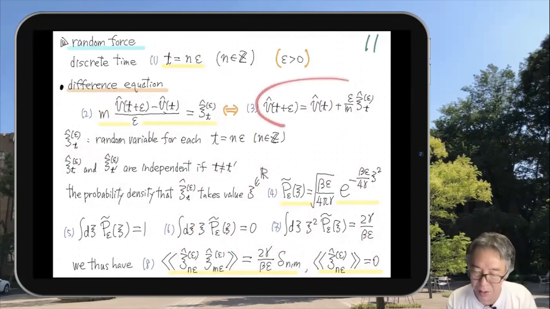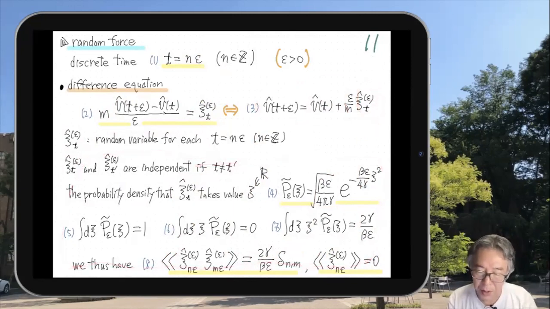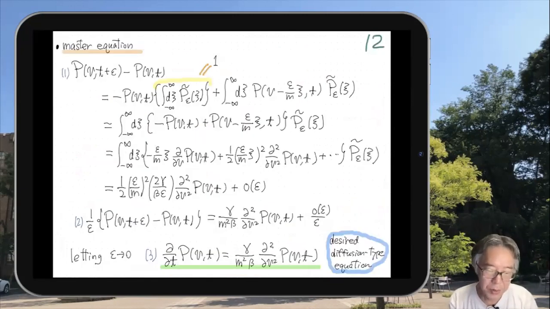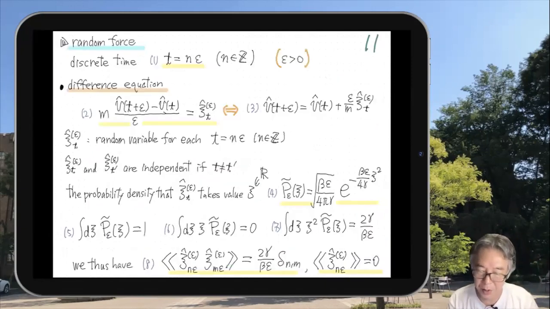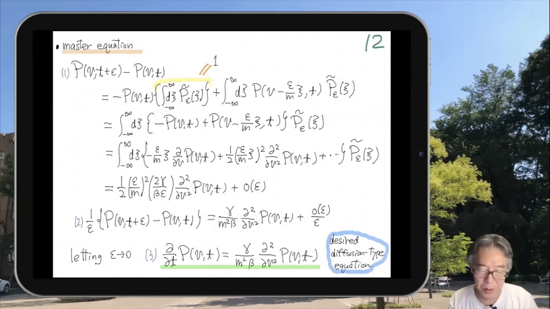So this is our basic equation of motion, which involves a random quantity, and this random quantity is precisely described here. Now we can think about the master equation for the probability density for v. Now v is governed by this stochastic process. You pick v at time t, and then you pick this random quantity and add it to this v to get the new v.